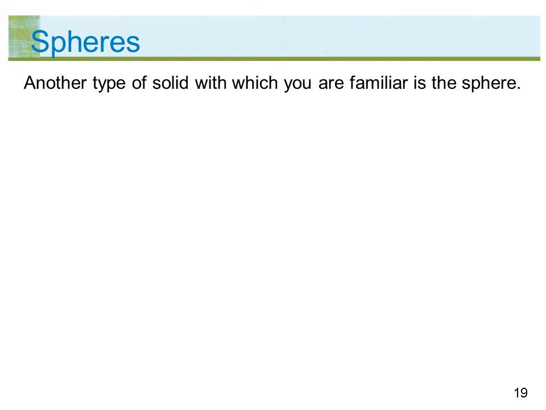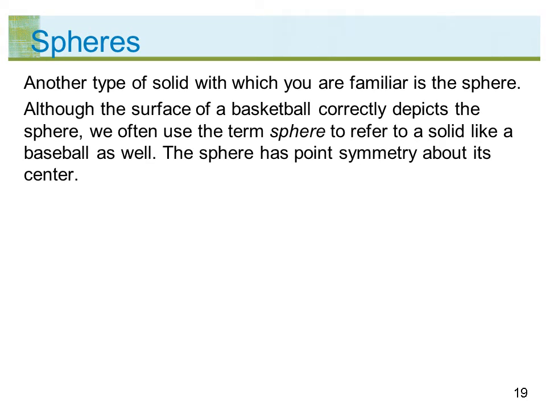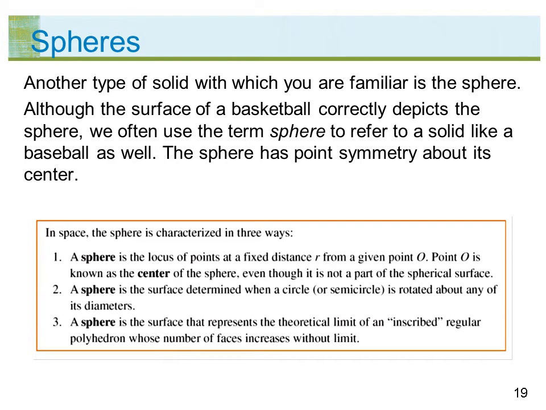Another type of solid which you are familiar with is the sphere. Although the surface of a basketball correctly depicts the sphere, we often use the term sphere to refer to a solid like a baseball as well. The sphere has point symmetry about its center. In space, the sphere is characterized in 3 ways.